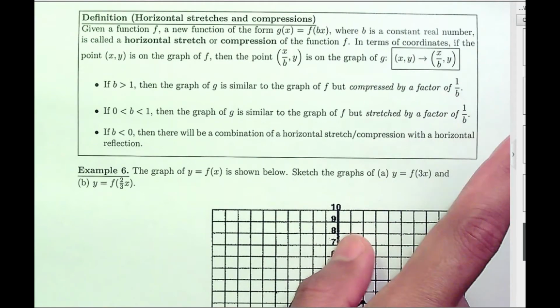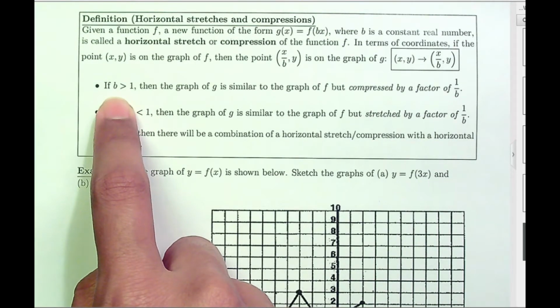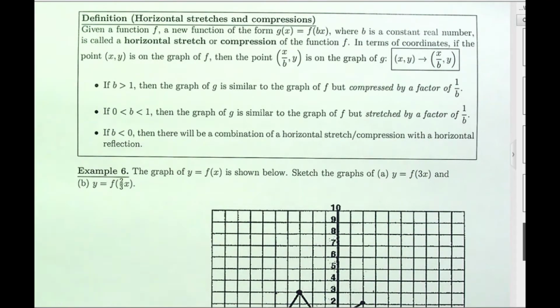So for example, let's say b is 2. If b is 2, then that means you're compressing by a factor of a half. That means you're shrinking things by a factor of a half. You're multiplying everything by half.